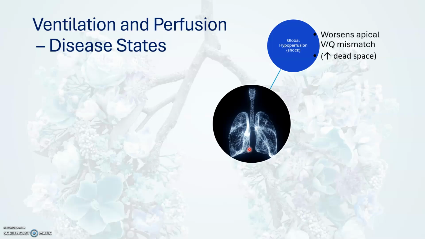Perfusion to the apex of the lung in the shocked patient is going to be even less than perfusion to the base of the lung. There's going to be an even greater decrease in perfusion. So the dead space at the apex of the lung becomes worse, and therefore the ventilation perfusion mismatch at the apex of the lung becomes worse. Bear in mind that any discrepancy between ventilation and perfusion, one way or the other, reduces the efficiency of gas exchange.